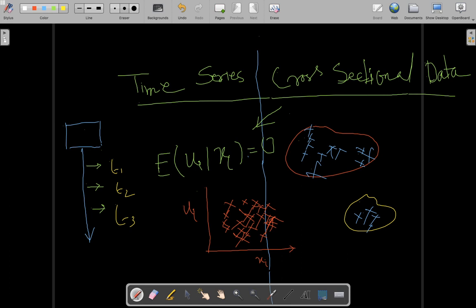So if all the data is being generated through the same process, can I necessarily consider this equation to hold true, expectation of ui given xi equal to 0? Can I consider the independence of the error terms, given that the process remains the same? And that is where the difference is. So the two differences between time series and cross-sectional data: number one, in cross-sectional data, we talked about a population, whereas in time series, we're talking about a process.